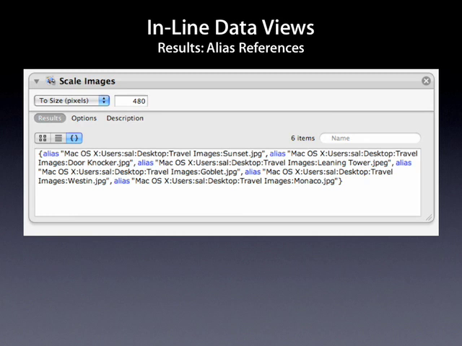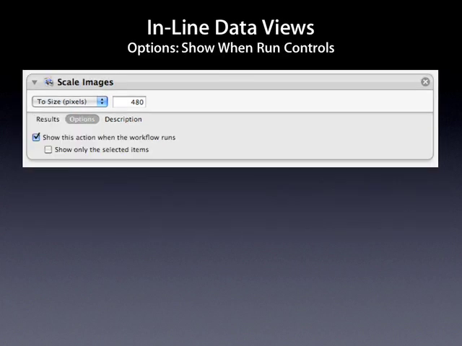To access the controls for making the action view visible when the workflow is executed, press the Options tab next to the Results tab. The Options tab contains checkboxes for indicating whether you want the entire action view or only specified controls presented to the user when the workflow is executed.